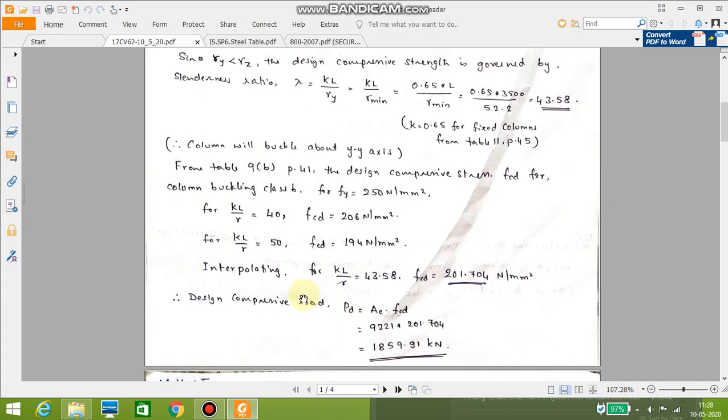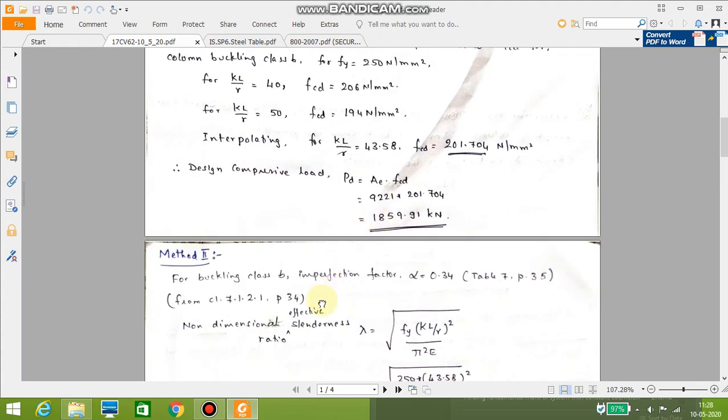So after this we have to get the design compressive load. Design compressive load PD equal to AE into FCD. So upon solving we get the answer as 1859.91 kilonewton. There is another method.